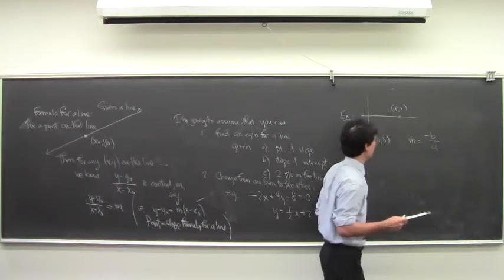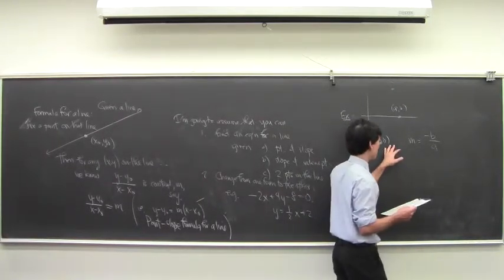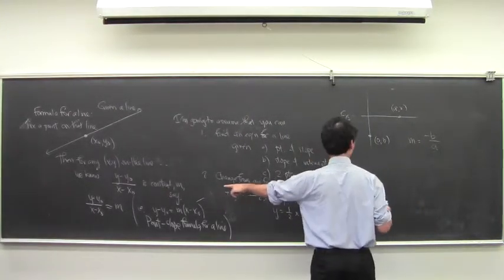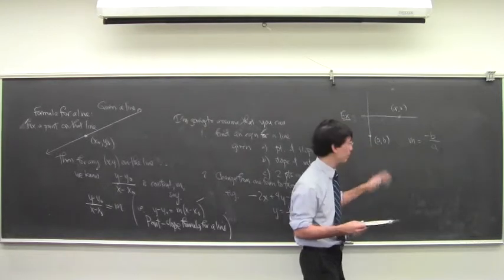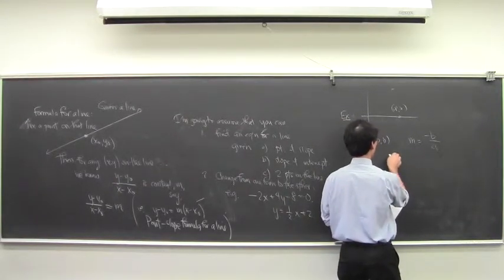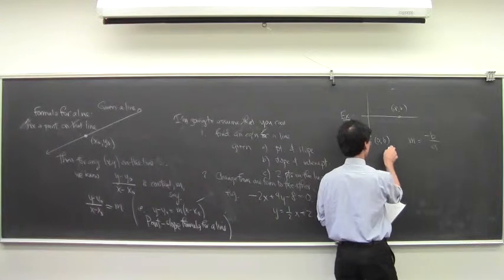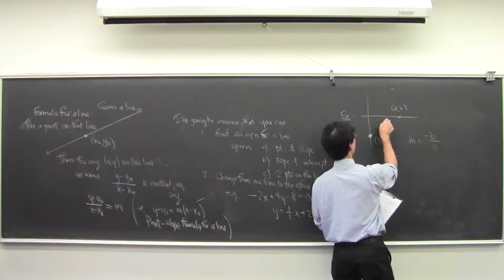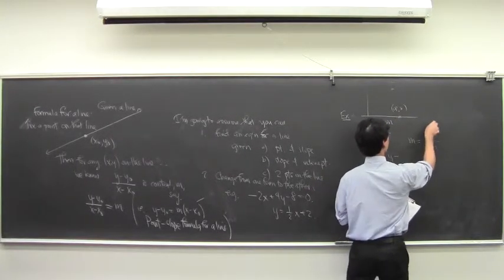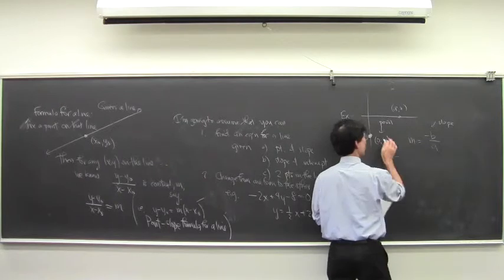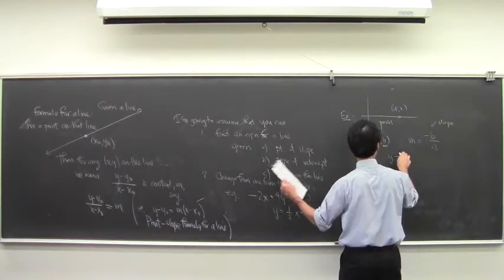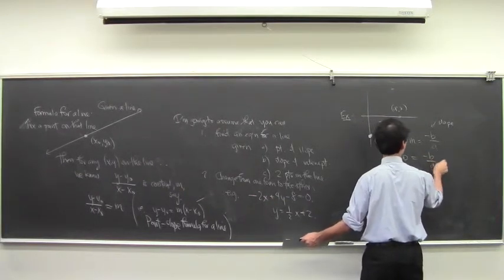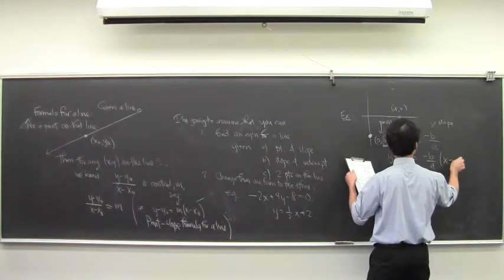Let me go through the point-slope form, just to make it clear. Suppose you forgot the slope-intercept formula, but at least we have this point-slope formula. Let me use the point-slope formula for a second. I'm going to choose this point as my point, and I have this slope. So I'm going to use the point-slope formula: y minus y naught equals m times x minus x naught.